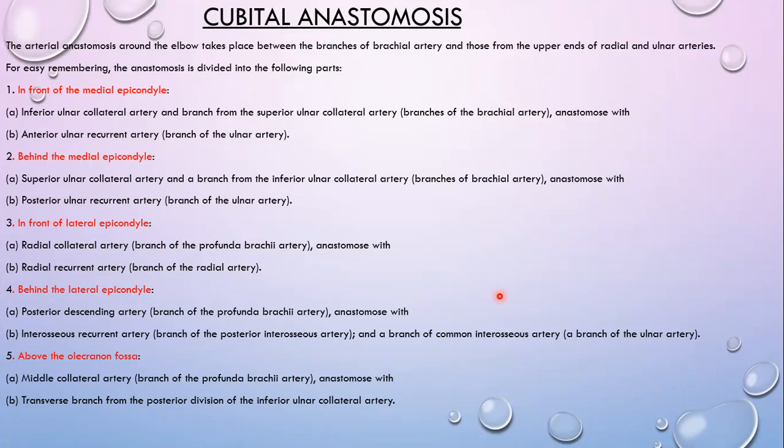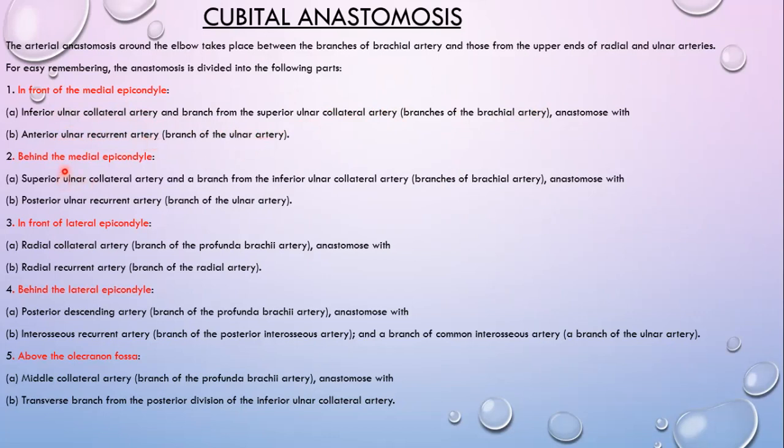So, which arteries anastomose in front of the medial epicondyle? The inferior ulnar collateral artery and a branch from the superior ulnar collateral, which are branches from the brachial artery, will anastomose with the anterior ulnar recurrent artery, which is a branch from the ulnar artery.